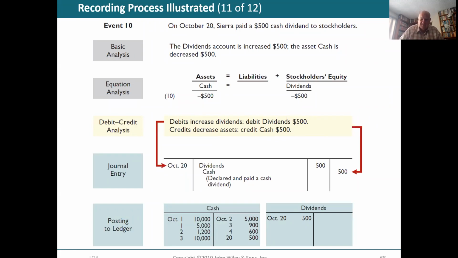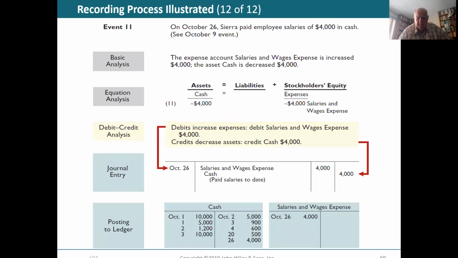Dividends are not an expense. Dividends is a giveaway of part ownership of the company to another person. Stockholders' equity. Yep. Part of the stock, you're giving away part of the stockholders' equity. The stockholders' equity went down by $500 by giving out that dividend.